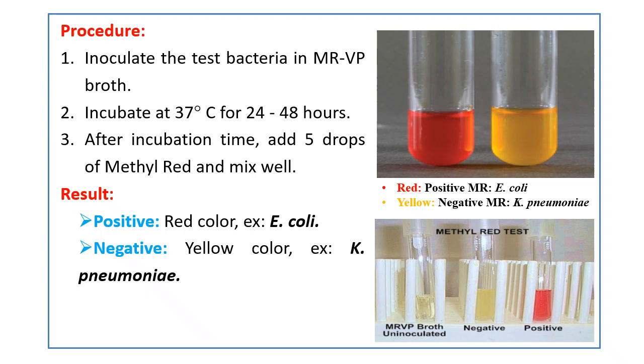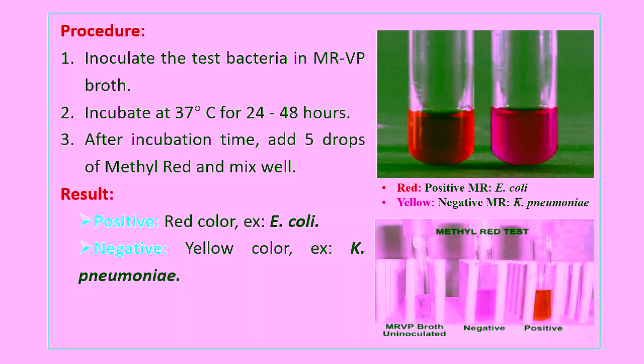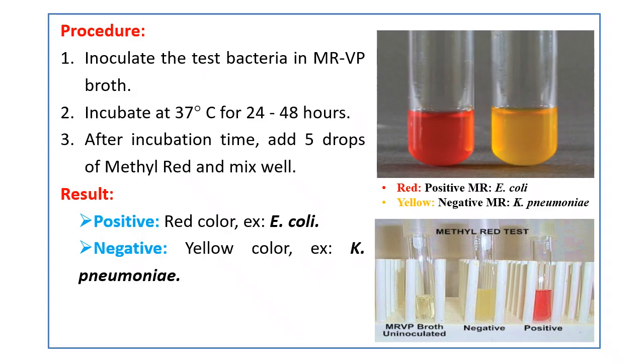The procedure of the test. We inoculate the test bacteria in a broth media. As I mentioned, the broth is also called methyl red Voges-Proskauer broth. Why do we call it that? Because it's used in the methyl red test and the Voges-Proskauer test. After that, we incubate at 37 Celsius for 24 to 48 hours.